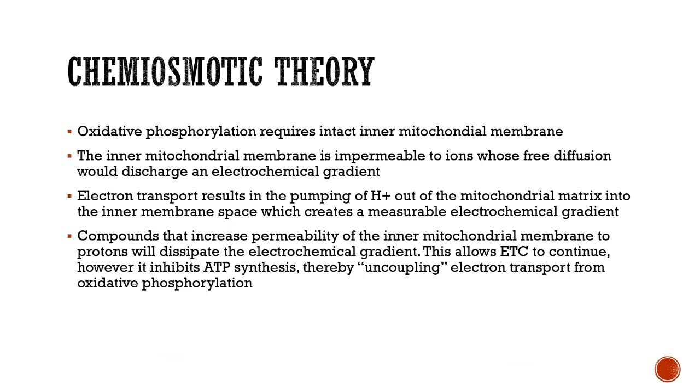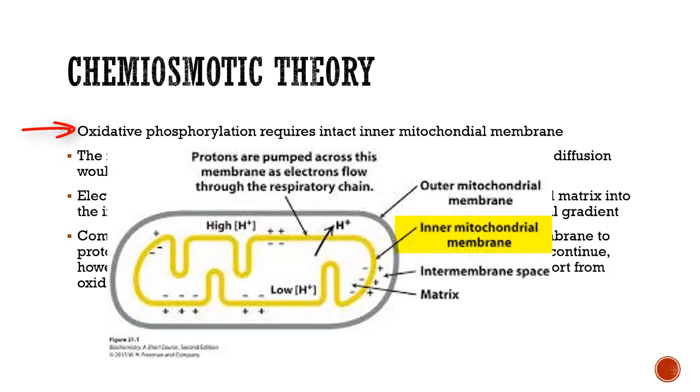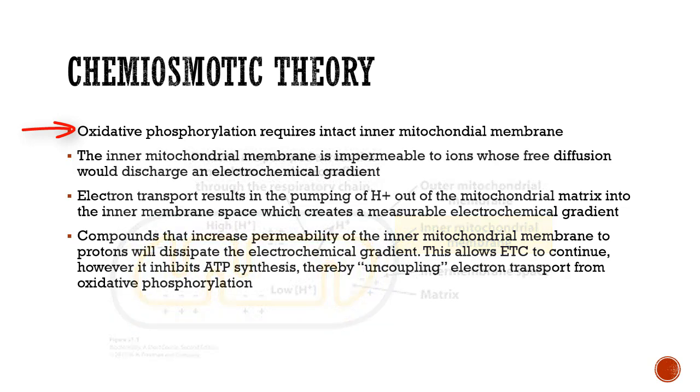There are four key principles underlying the chemiosmotic theory. 1. You must have an intact inner mitochondrial membrane. Any hole or holes in the membrane would allow protons to freely diffuse back into the matrix as they are pumped, disrupting the proton gradient. 2. The membrane must also be impermeable to other charged ions such that they cannot freely diffuse and disrupt the charge gradient created by pumping the protons.